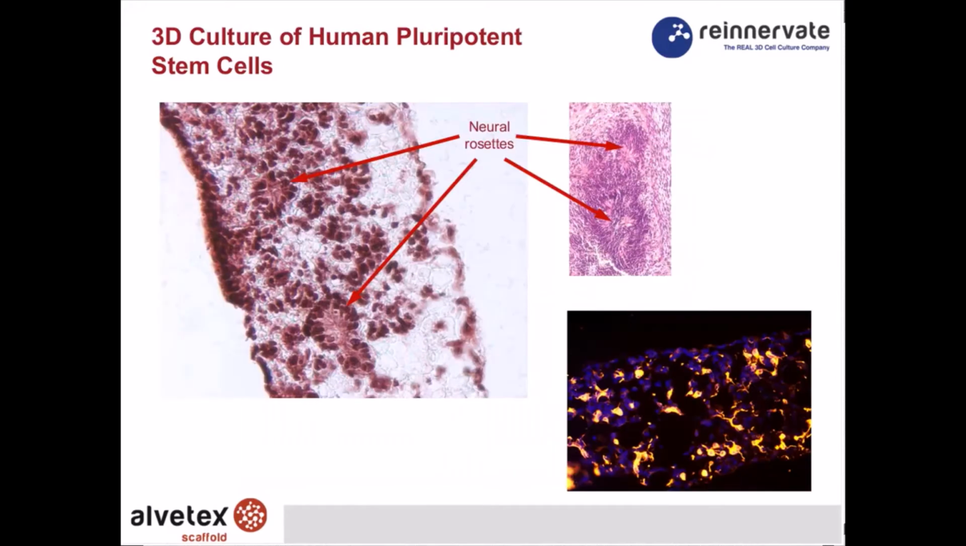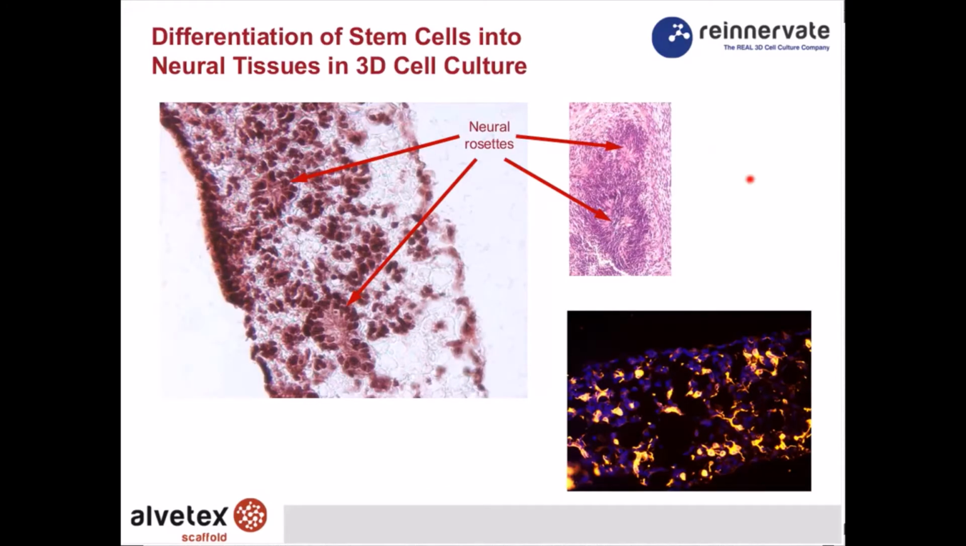We can also then take those stem cells and induce them to differentiate. So what we're looking at here is a transverse section through Alvetex scaffold, and it's been prepared for histology and H&E staining. These are stem cells which have been induced with retinoic acid to differentiate, and we see these neural rosette structures developing inside the material. And these neural rosettes you also see within a teratoma of those same stem cells when placed in an animal. We can characterize these cells by doing immunocytochemistry. So this is staining here for beta-3 tubulin, and we can see the presence of the neurons very clearly.